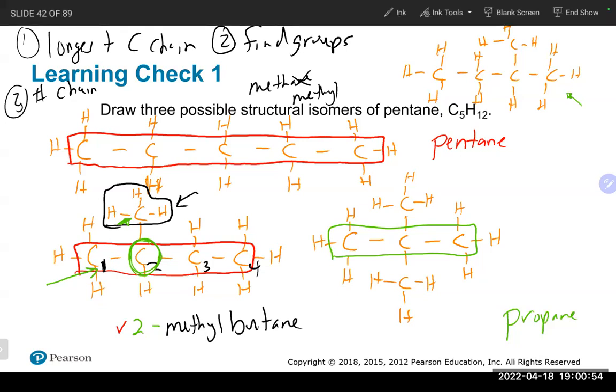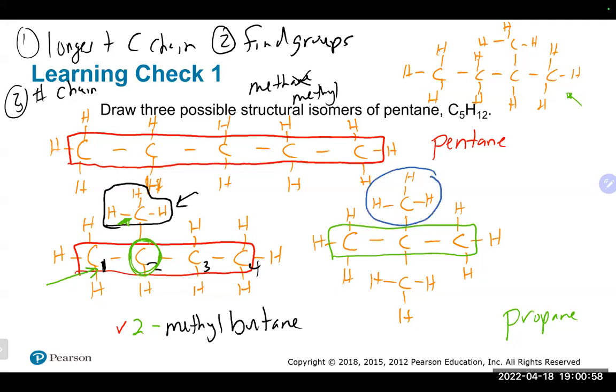Now, the next thing we want to do is identify our groups, which would be this group right here and this group right there. Let's start with this group. This group is 1 carbon, which means it's a methyl group. This group is also 1 carbon, which means it's a methyl group. I have 2 methyl groups in the same compound. When you have 2 or more of the same group in the same compound, doesn't have to be on the same carbon, but in the same compound, we actually use prefixes.